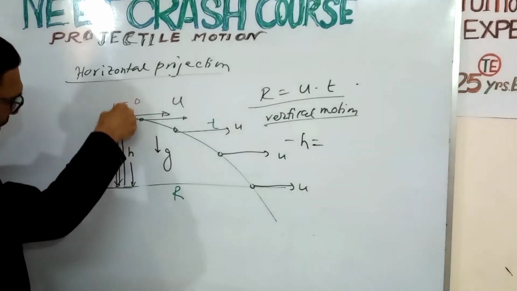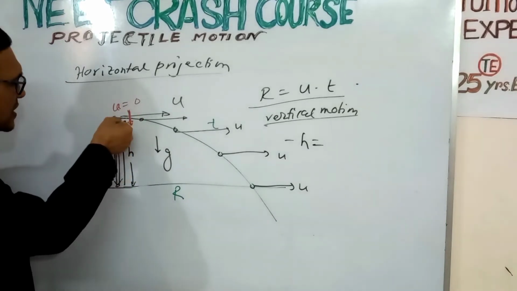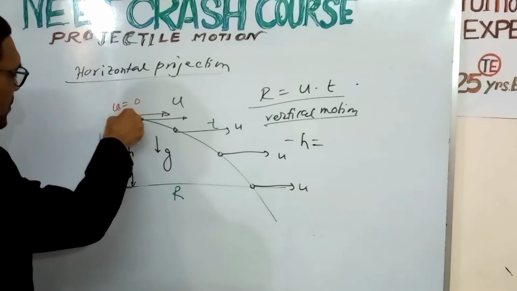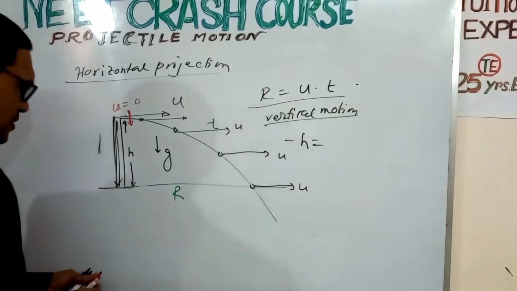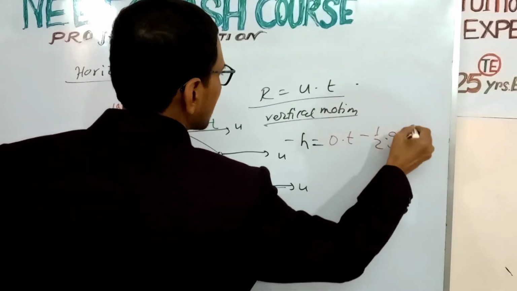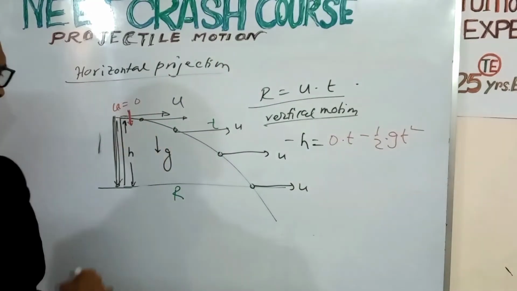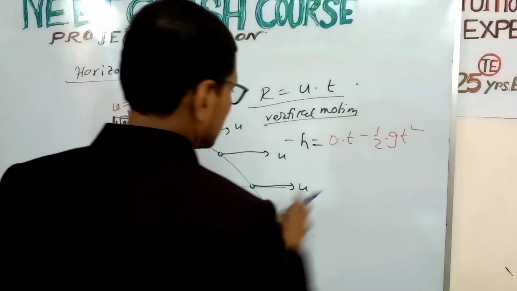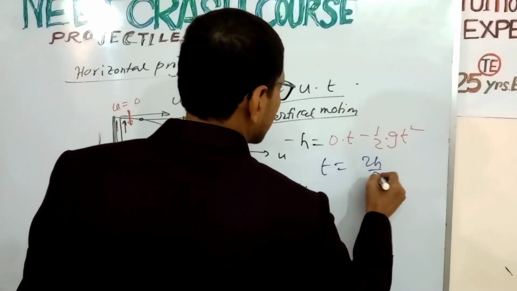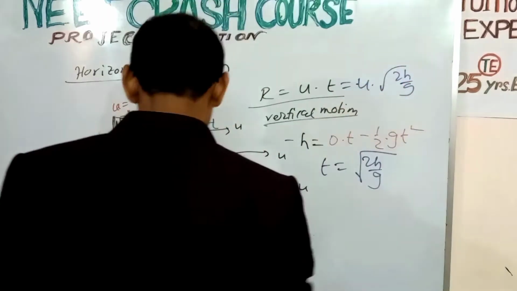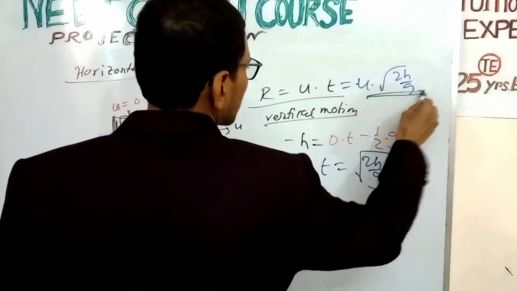So along the vertical direction the initial velocity is 0, because the initial velocity here is completely horizontal, with no component along the vertical. So u equal to 0, y equals ut minus half g t square, g will be negative since g is vertically downward, so we get t equal to root over 2h by g. Now range equal to u into root over 2h by g, so memorize this formula only.